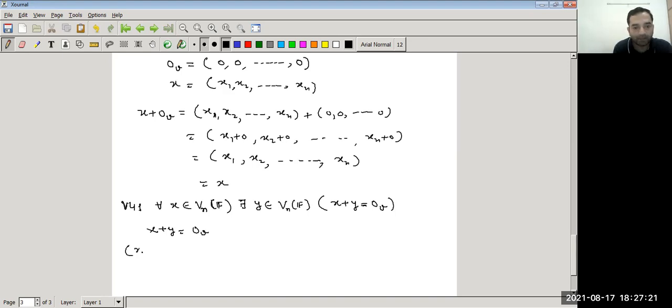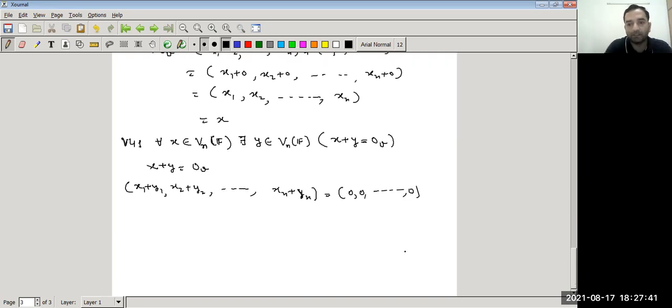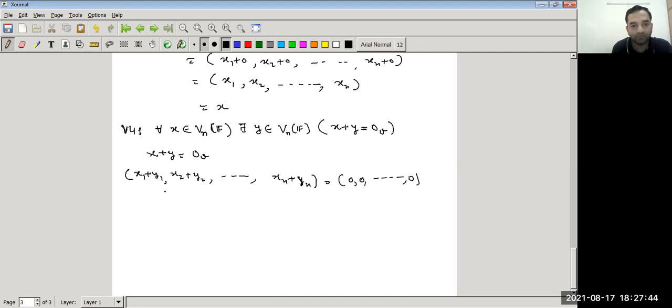So we can take (x1 plus y1, x2 plus y2, ..., xn plus yn) is equal to (0, 0, ..., 0), because the element 0_V belongs to the vector space, so it is in the form of 0, 0, 0, the n-tuple of 0. Now, two vectors are equal.